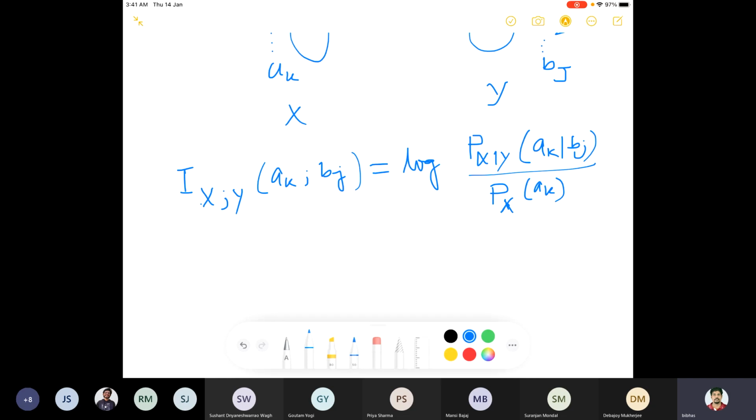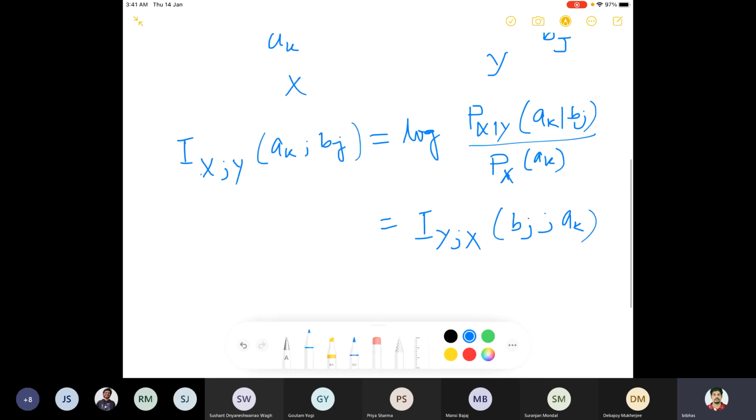And then we said this is also equal to I(Y; X). You can ask why it is called mutual: if you just exchange the roles of X and Y, it is the same. That's why it is called the mutual information.